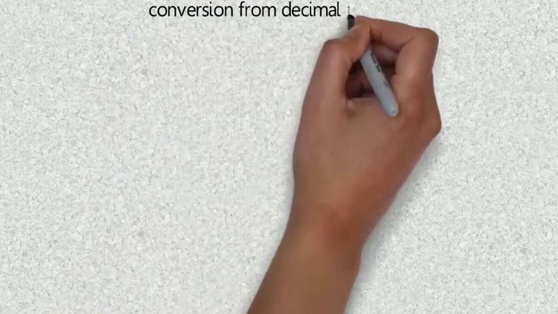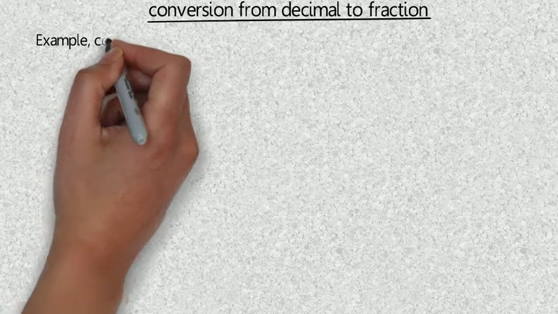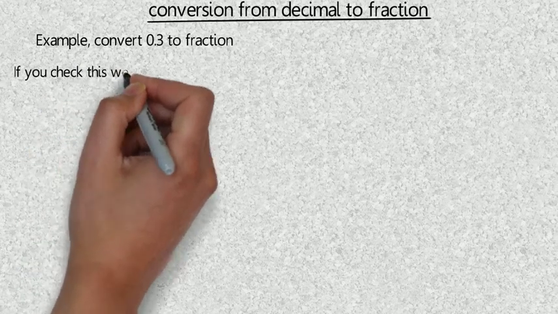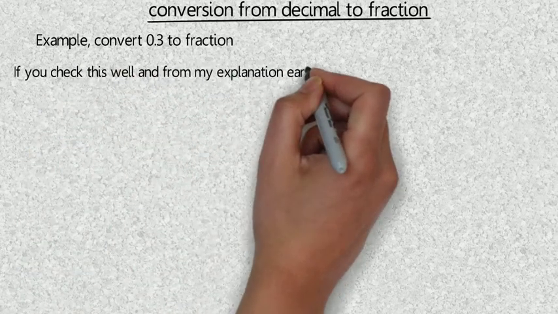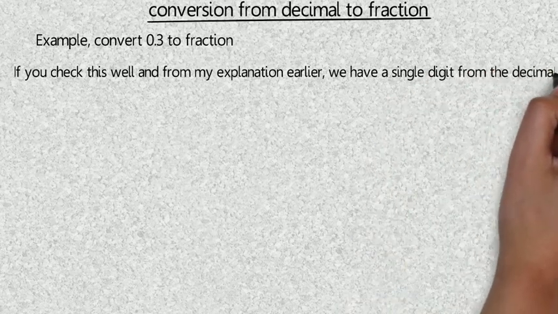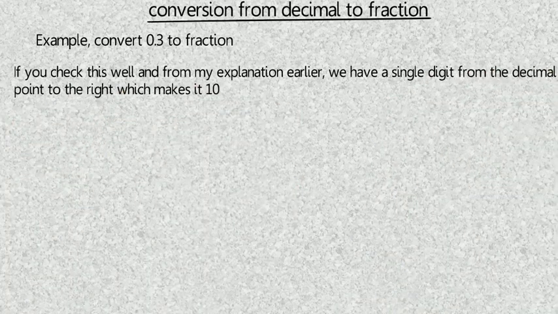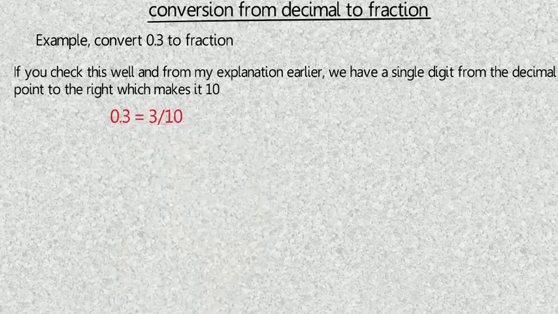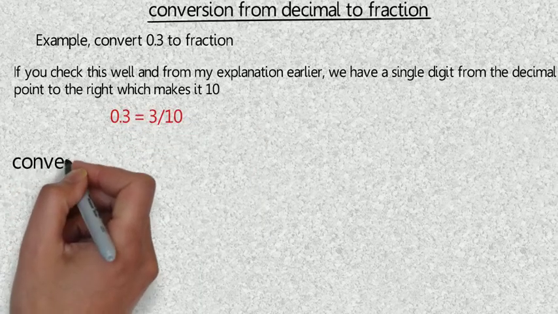So let's also do conversion from decimal to fraction. From my explanation earlier, we have a single digit from the decimal point to the right, which makes it 10. So we will be solving an example converting 0.3 to fraction. So I have 0.3 to be 3/10. So that is quite simple.